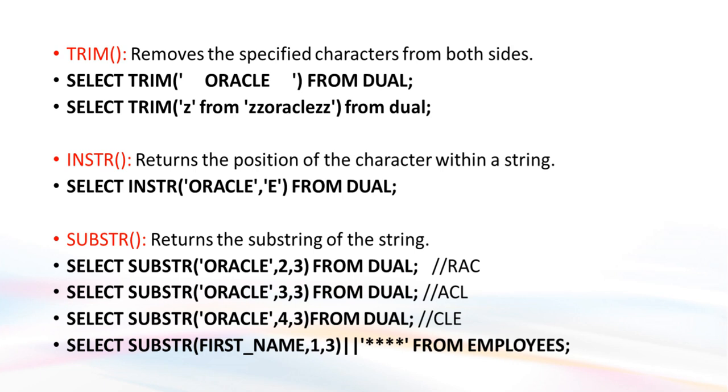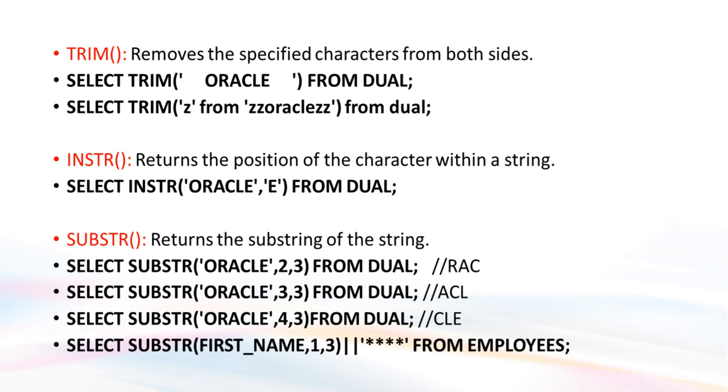And similarly, one more example. Substr of Oracle, 4, 3. So it will start from the 4. 1, 2, 3, 4. Fourth letter is C. From there, 3 letters. So C, L, E. Okay. It returns CLE. This is basically the usage of the substring function.